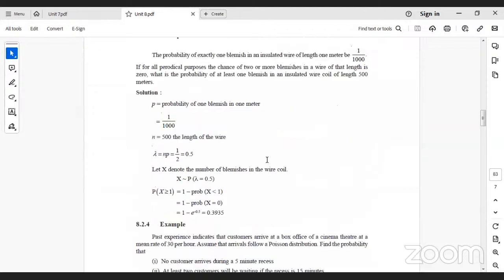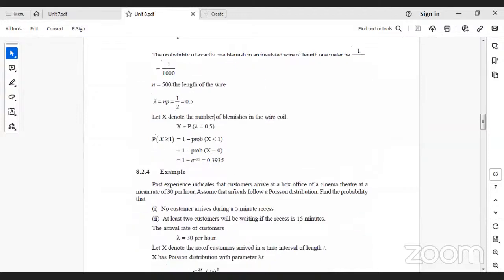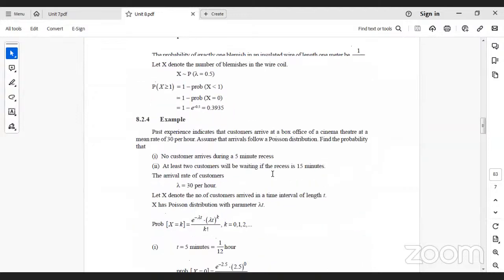Let X denote the blemishes of the wire, X ~ 0.05. When X is greater than 1, we take X less than 1; when X is greater than or equal to 1, it is 1 minus probability of X less than 1, which is 1 minus probability of X less than 0. Then X is equal to 0, so 1 minus e power minus 0.5. Finding this value and subtracting gives 0.3935. And another problem: past experience indicates that customers arrive at a box office of a cinema.